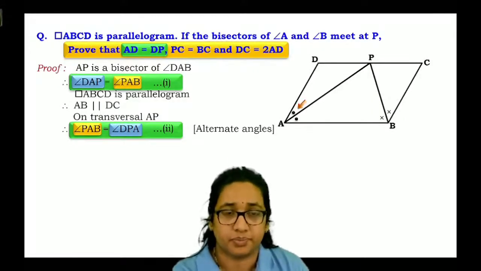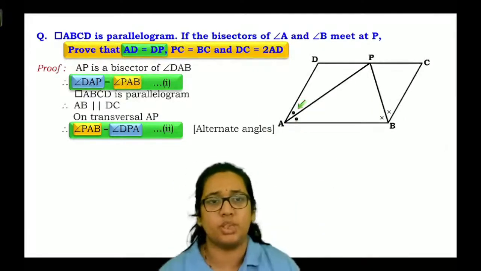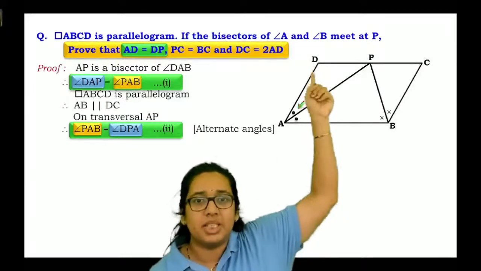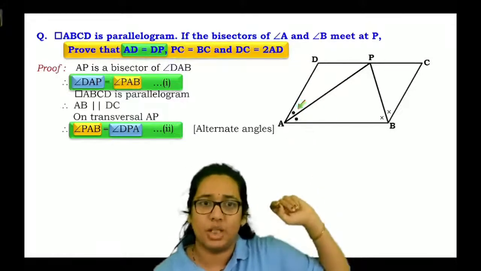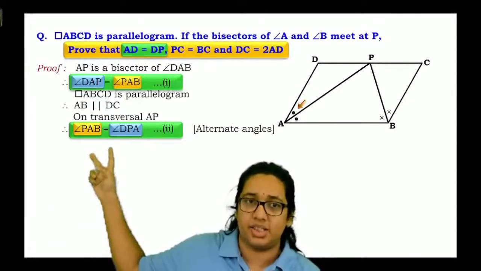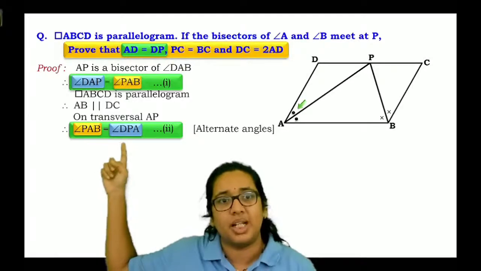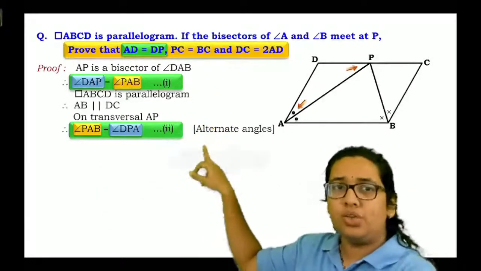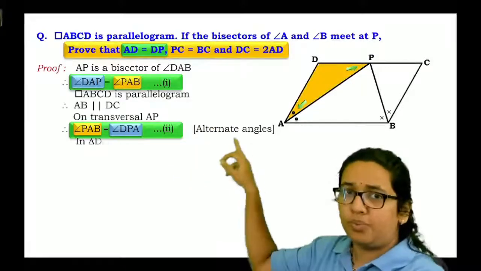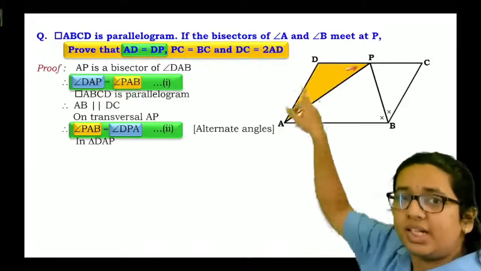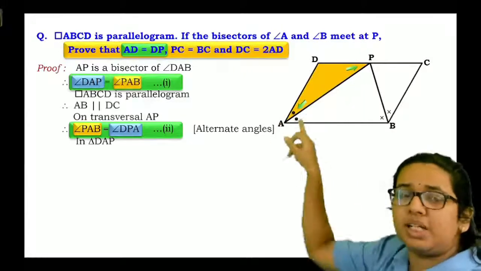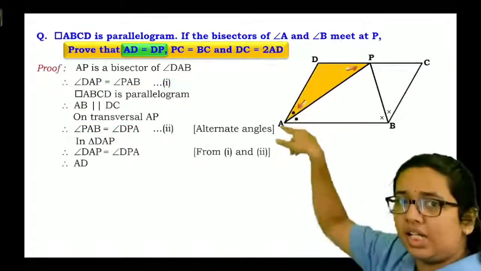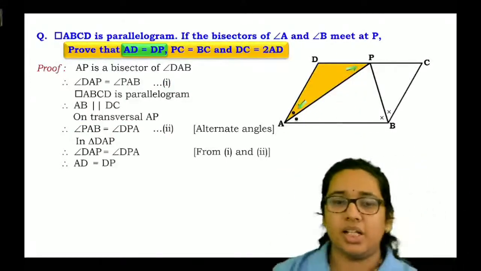Correct? But from equation 1, what were you getting? That AP is an angle bisector, meaning DAP and PAB are equal. And from the second statement, we are saying that PAB and DPA are equal. Hence, from equation 1 and 2, you can say that DAP and DPA will be equal. In the triangle DAP, DAP and DPA are equal.